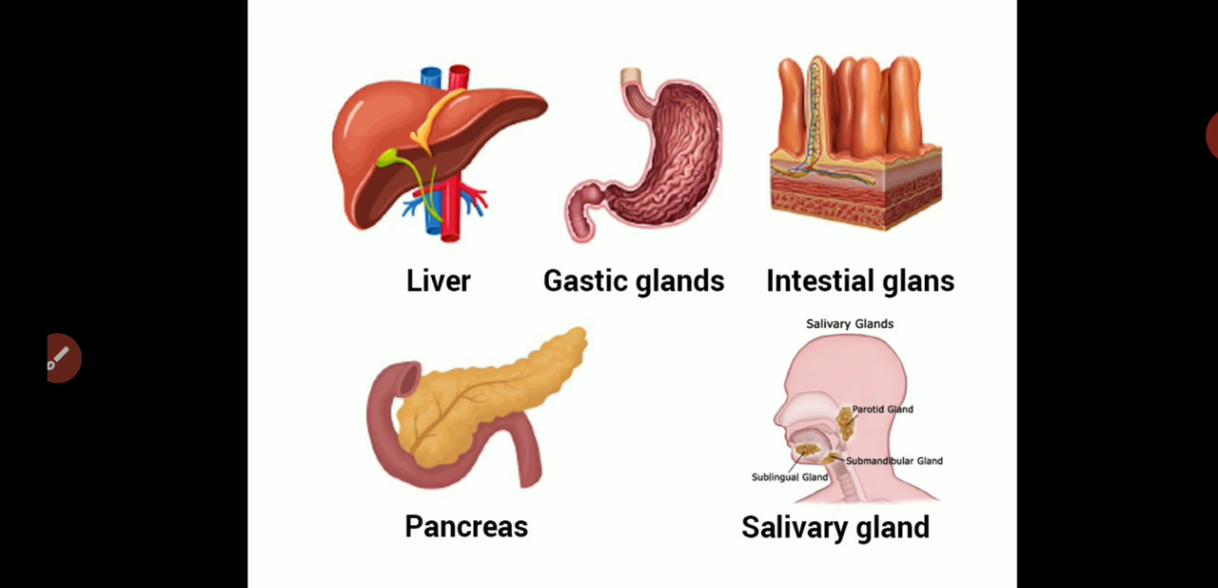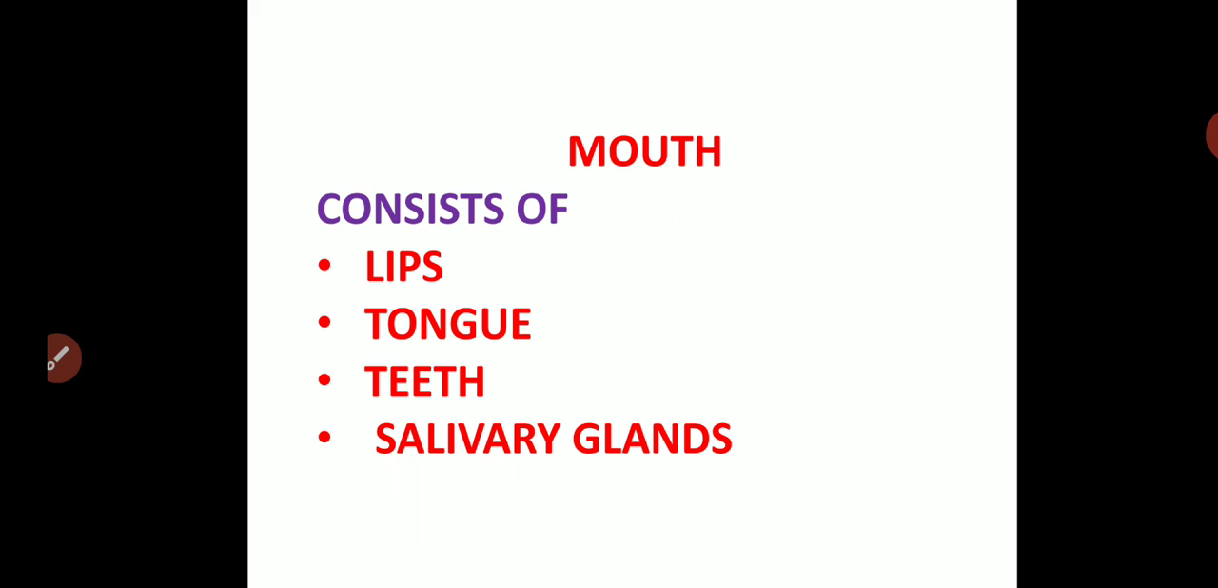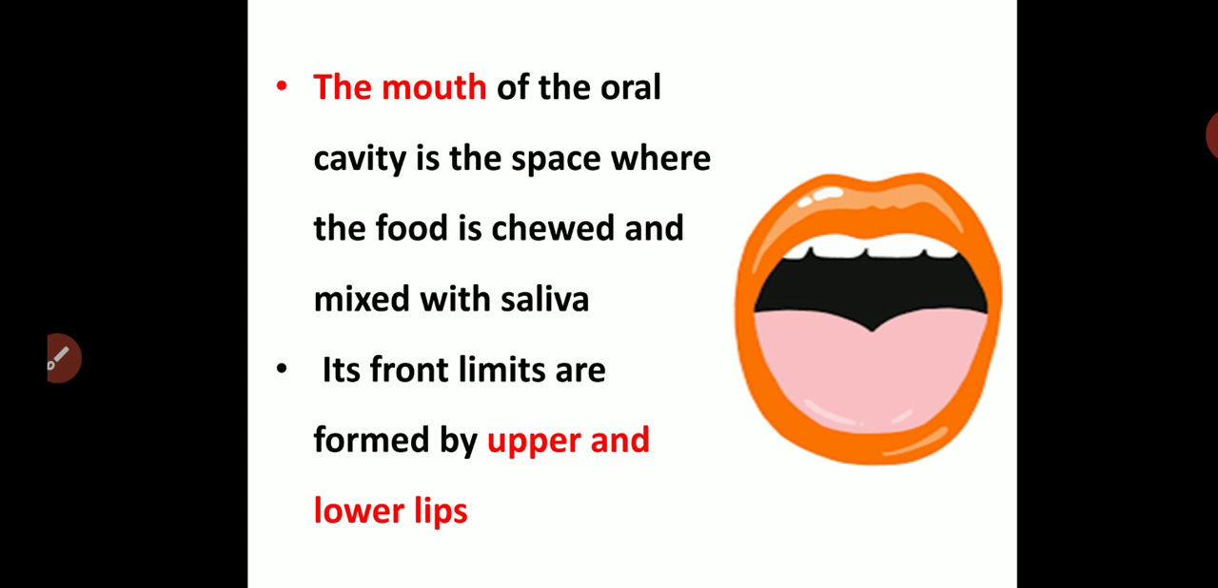In this diagram, you can see the various glands: liver, then stomach, intestine, pancreas, as well as the salivary glands in the mouth. Now first we will discuss the mouth. The mouth consists of these parts: the lips, tongue, teeth and salivary glands. The alimentary canal opens at the upper end as a wide space, and that wide space is called the mouth. It is bounded by two soft movable lips. That is, the upper limit formed by the upper lip and the lower limit formed by the lower lip.